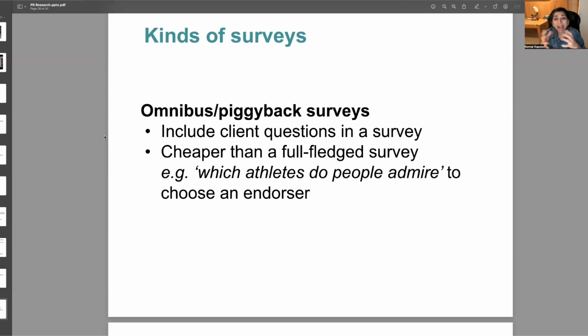So that kind of survey is what we call an omnibus or a piggyback survey. It includes the client questions in the survey. It's cheaper than a full-fledged survey for that client. And that is something that you tend to see in some of these big surveys, quick data points that are required to make PR decisions, marketing decisions, sales decisions, and whatever else.